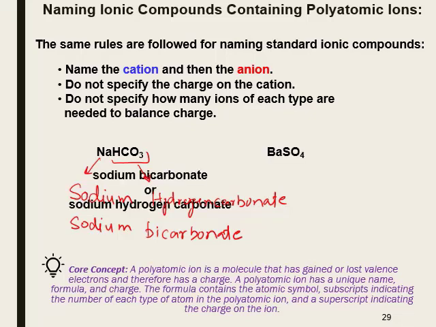Let's take another example. In this case, our metal cation is barium. It is in group 2A. It's a fixed charge metal, so hence we do not need to write the charge of that metal. So we write the name of that metal ion, which is barium, and then SO4 is a polyatomic ion. Name of this polyatomic ion is sulfate, and that's the name, barium sulfate.